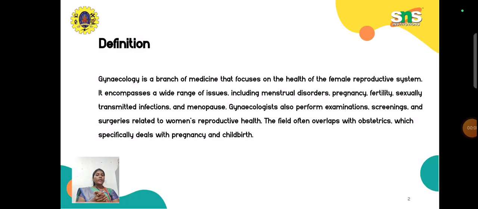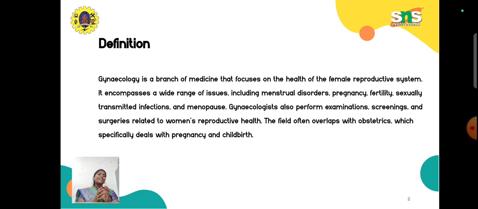So now let's look at applications of ultrasound in gynecology. Before getting into that, we will see what gynecology is. Gynecology is the branch of medicine mainly responsible for taking care of the health of the female reproductive system. It covers wide areas, including menstrual disorders, pregnancy and fertility, sexually transmitted infections, and menopause. These are the wide range we can cover in the gynecology area.